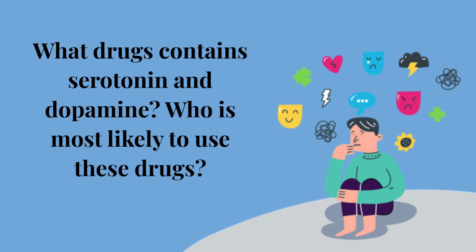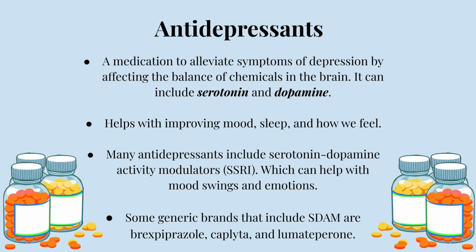I have a few questions to ask. First, why do drugs contain serotonin and dopamine, and who is most likely to use these drugs? Antidepressants surprisingly contain both. It's a medication to alleviate symptoms of depression by affecting the balance of chemicals in the brain, which includes both serotonin and dopamine. It helps with improving mood, sleep, and how we feel.